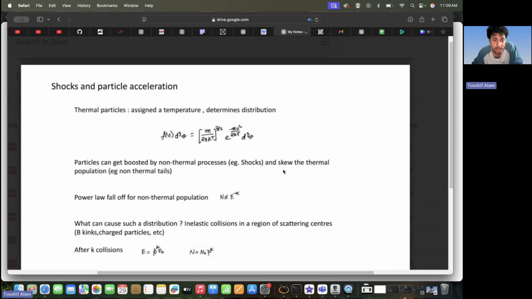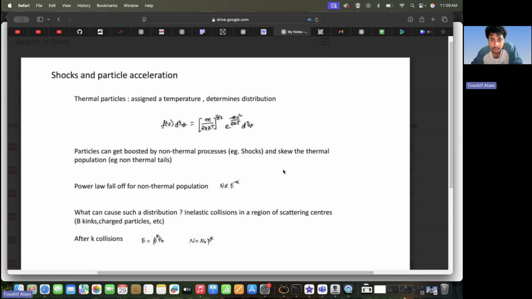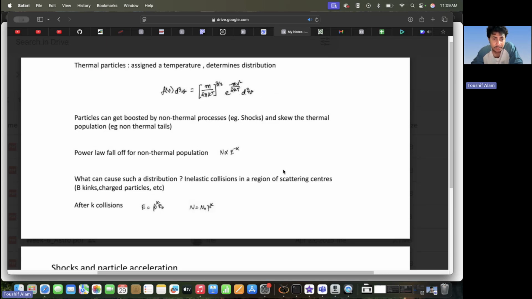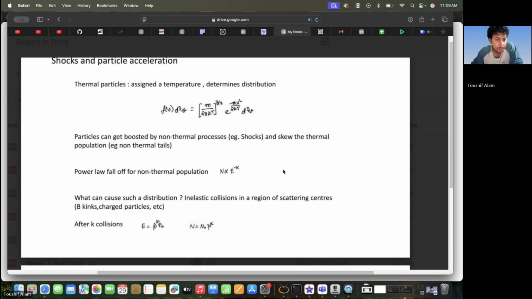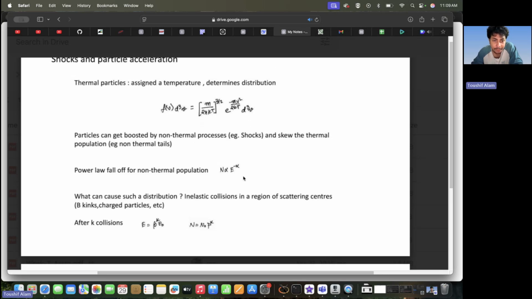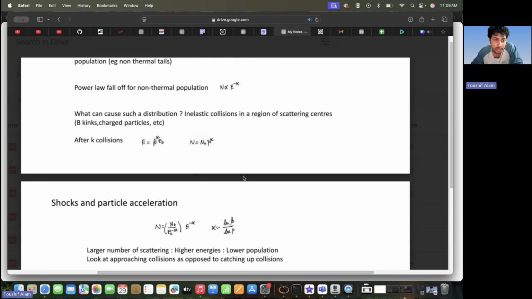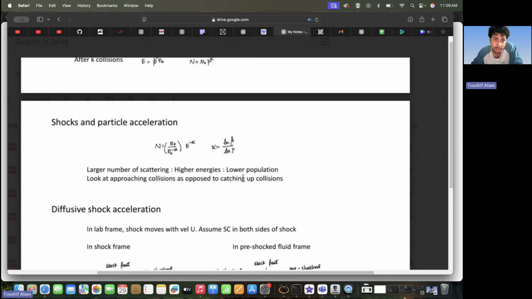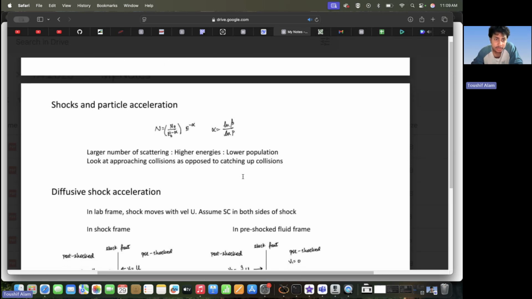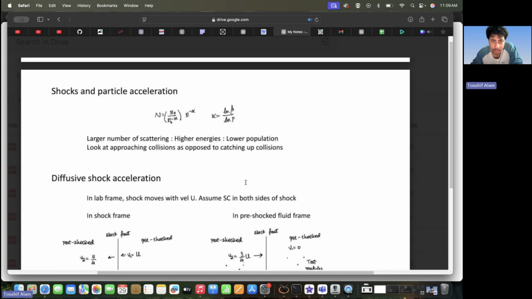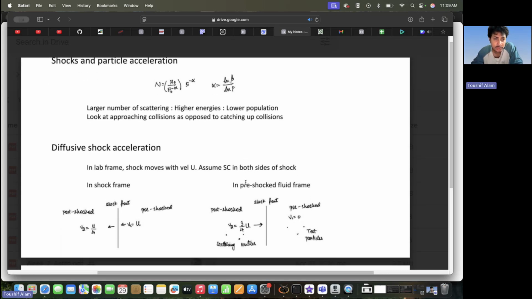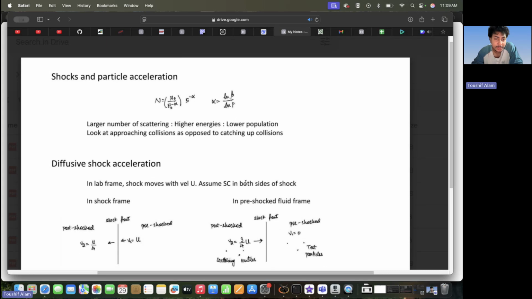What can cause such a distribution? Inelastic collisions in a region with scattering centers, deflecting charged particles, etc. After k collisions, E is equal to beta to the power k E naught, and N is equal to N naught P to the power k. Shocks and particle acceleration: N is equal to N naught by E to the minus alpha. With a larger number of scatterings, the high energy population is lower, with both approaching collisions and opposite catching-up collisions. So diffusive shock acceleration, the DSA, is the important phenomenon.